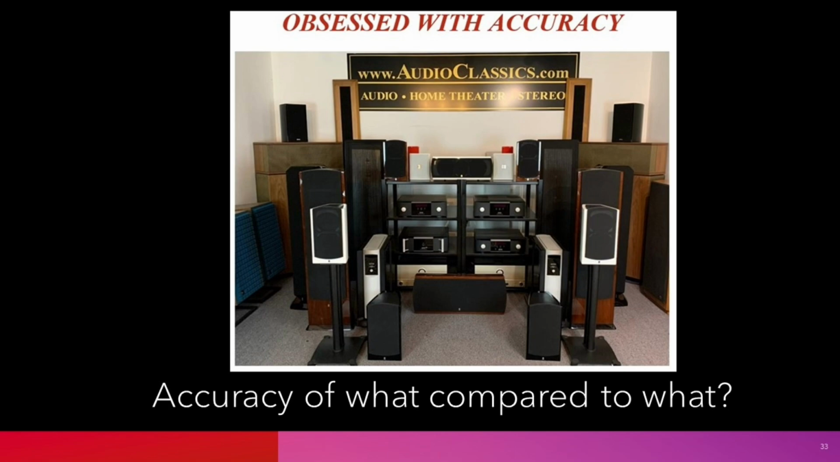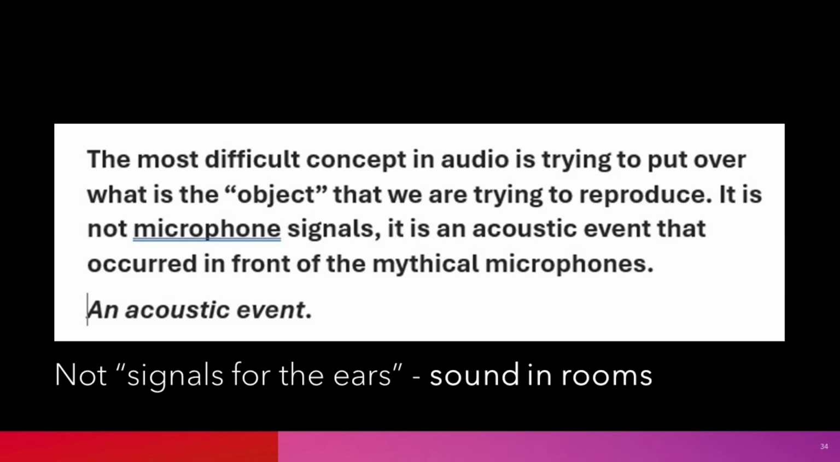The accuracy of what? Compared to what? The most difficult concept in audio is trying to put over what is the object that we are trying to reproduce. Is it microphone signals? No. It's an acoustic event that occurred in front of the microphones. It's not signals for the ears. It's the sound in rooms. I think everybody has agreed with that so far. Yep. Okay.